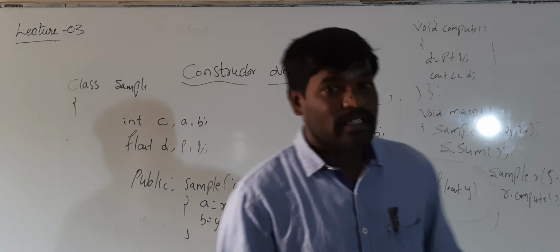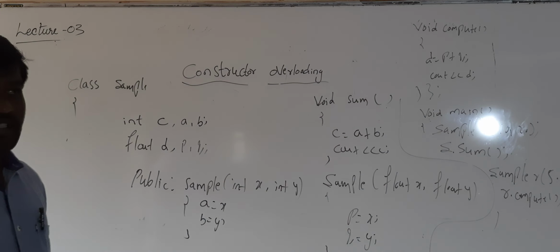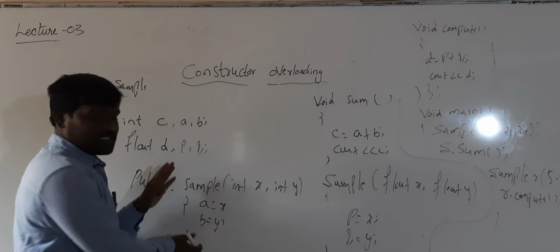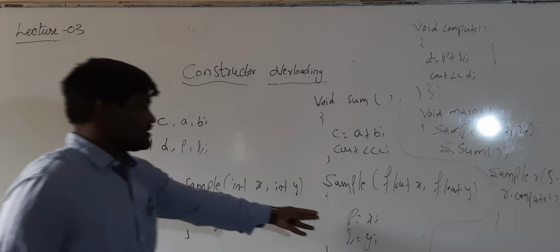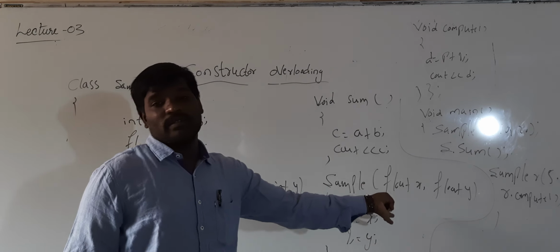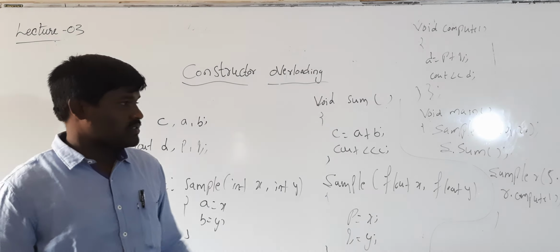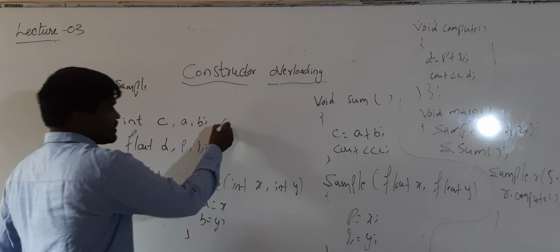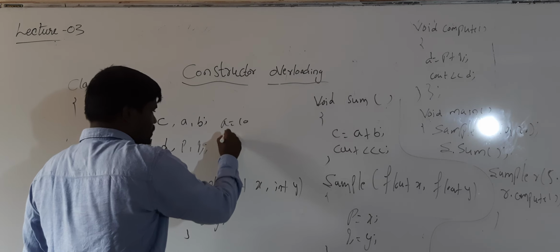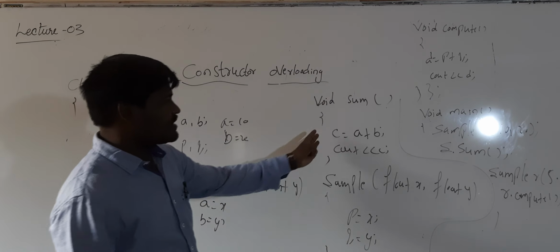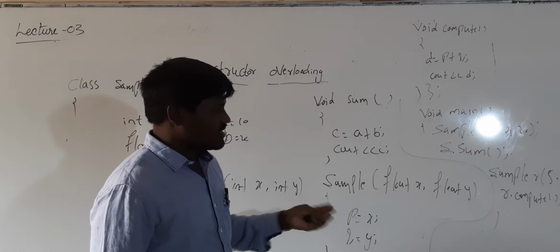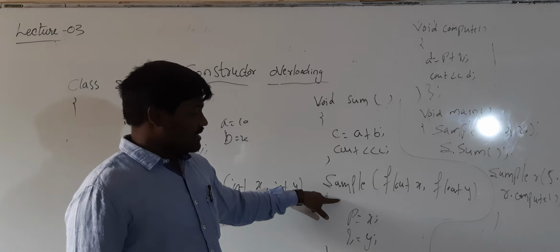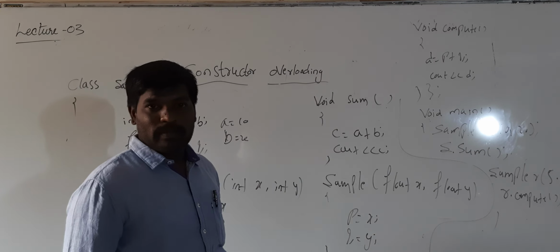See here, the execution starts from the main function, Sample s(10, 20). So obviously it will call this constructor, because the second constructor is parameterized, but it consists of floating point values. So that's why 10 is stored in x and 20 is stored in y. Finally, a is equal to 10 and b is equal to 20, and s dot sum means it will compute and it will display. In the same way, Sample r means it will call this constructor and values are assigned. Finally, it will print. Okay.